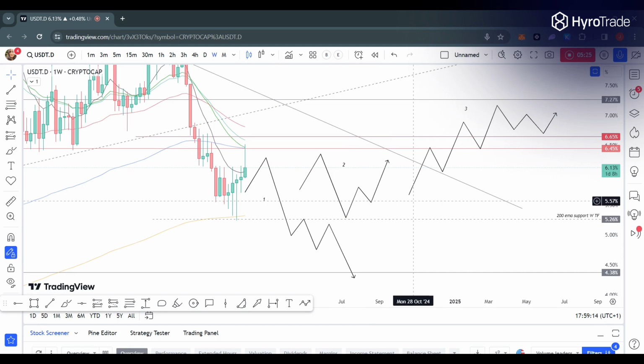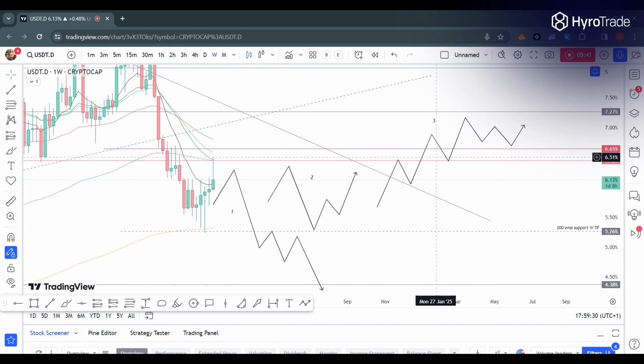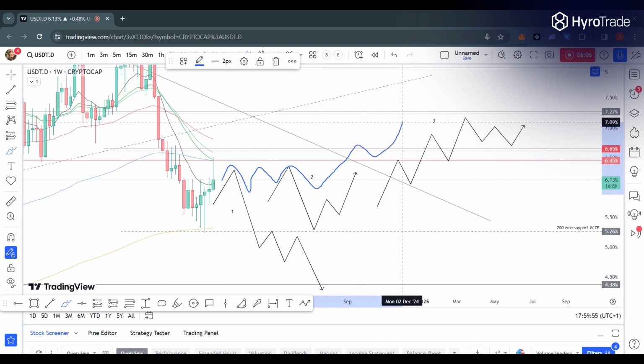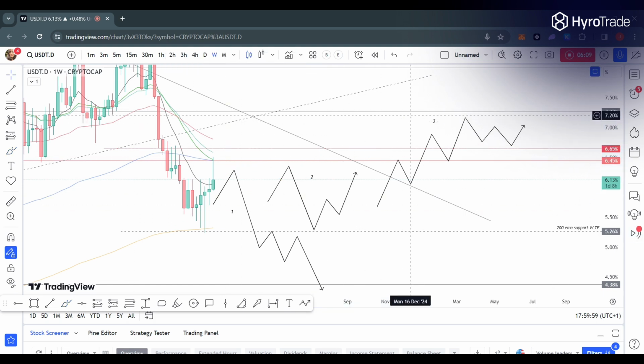What does it mean for crypto? It means that Bitcoin will try to go back to $48,000, $49,000 and will again reject from there. But about Bitcoin, I will talk later. My third possibility is that we again see this rejection on weekly and it just consolidates somewhere here. It's not coming towards 5.26%, it just consolidates here and tries to make these movements with a breakout above the 6.65%.